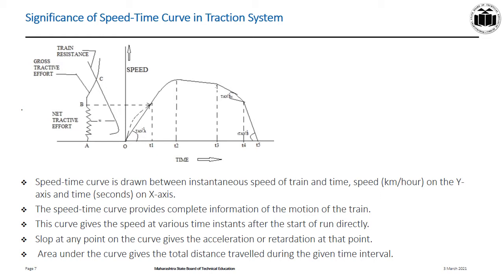First is 0 to T1, it is notching up period. Then second is between T1 to T2 time, that is acceleration period. Third is between T2 and T3, it is called free running period or constant speed period. Fourth time period is between T3 to T4, it is called coasting period or power supply cut period. And the fifth period between T4 and T5 is retardation or braking period.